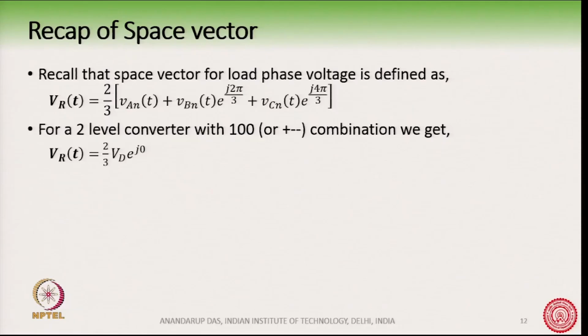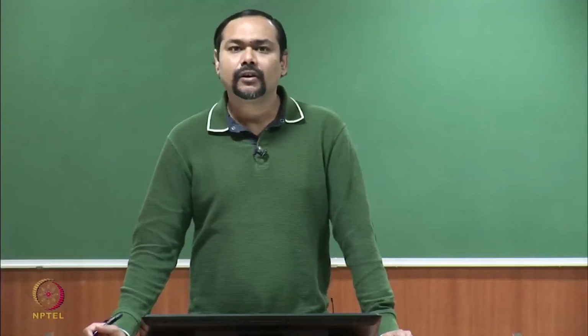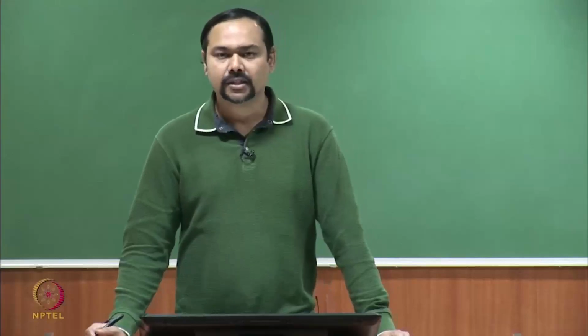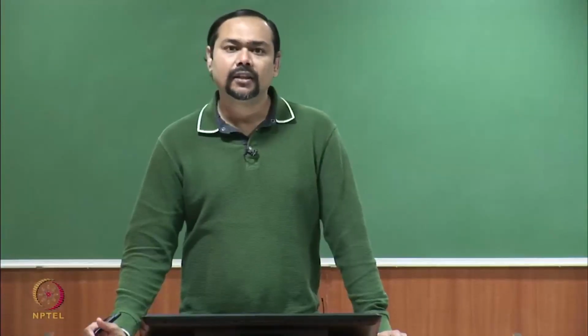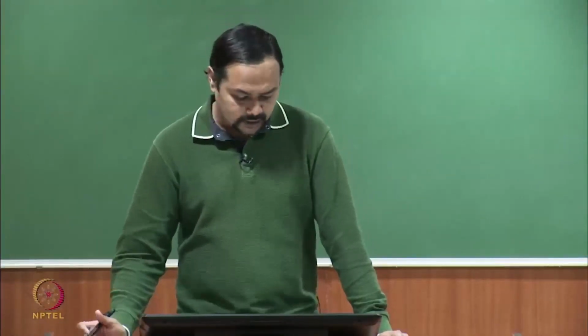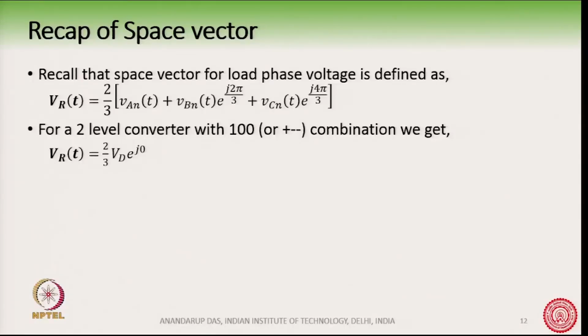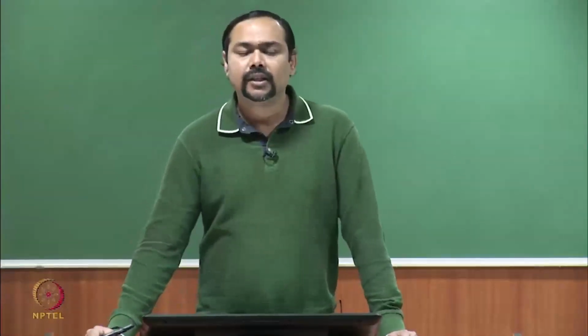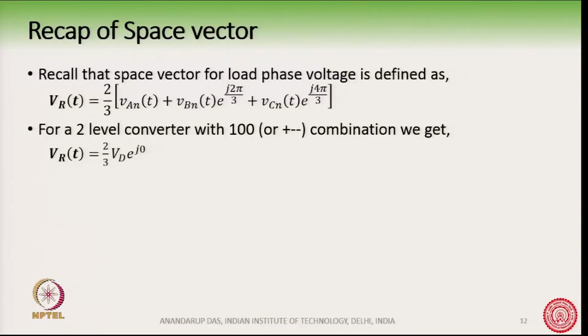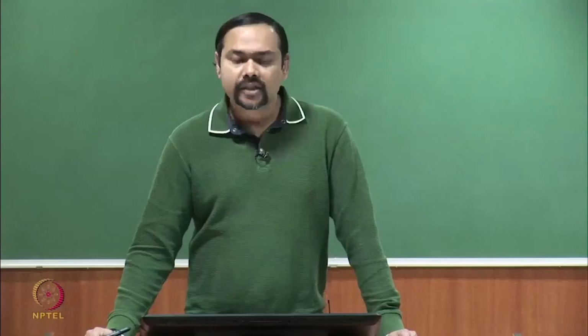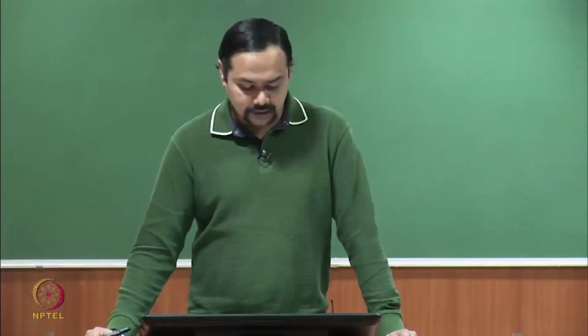Hello. So, we continue with the lectures on neutral point clamped converter. In today's lecture, we will mostly focus on the space vector diagram of a 3-level neutral point clamp converter. Before we go into that, let us first recall what a space vector is, which we have covered earlier while discussing the conventional 2-level voltage source converter.